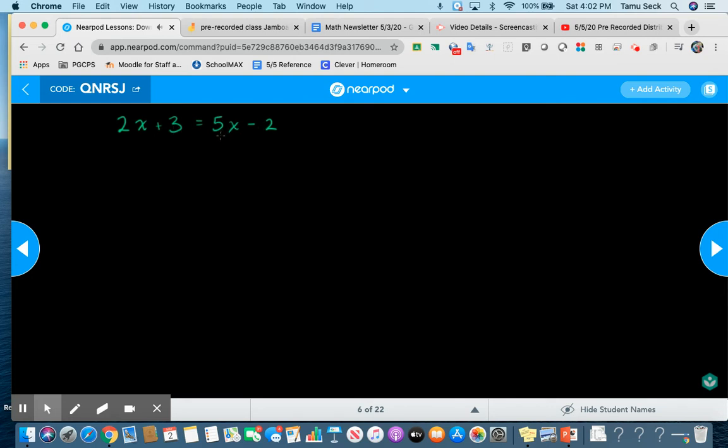We'll do it a couple of different ways. The important thing to remember is we just want to isolate an x. Once you've isolated an x, you have x equals something. You're done. You've solved the equation. You can actually go back and check whether that works.